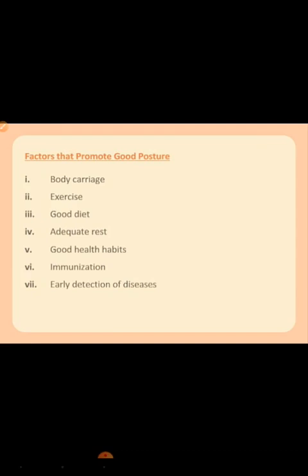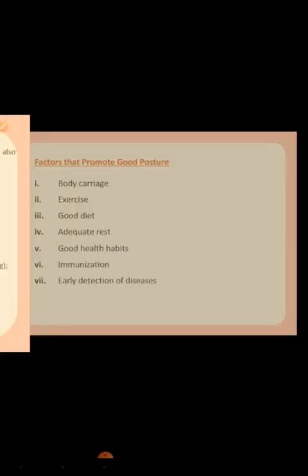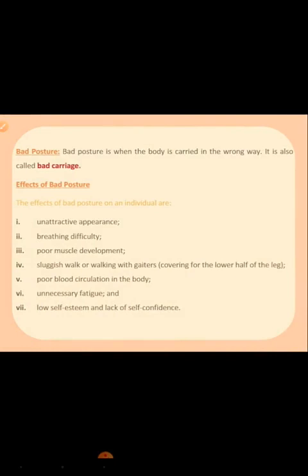Now we move to the next type of posture, which is bad posture. Bad posture is when the body is carried in the wrong way. It is also called bad carriage. The effects of bad posture on the individual are unattractive appearance, breathing difficulties, poor muscle development, sluggish walk or walking with gaiters, that is covering the lower leg, poor blood circulation in the body, unnecessary fatigue, and low self-esteem and lack of self-confidence.